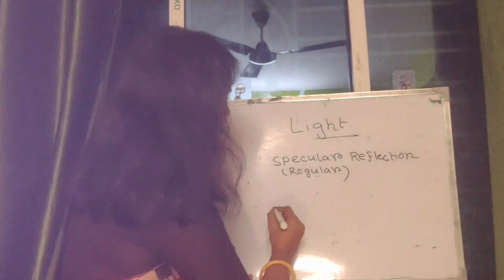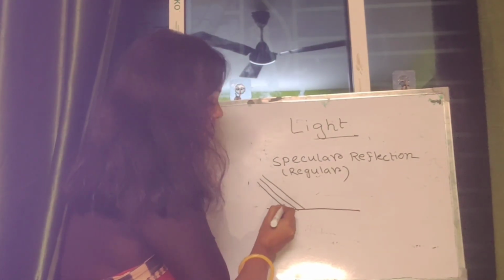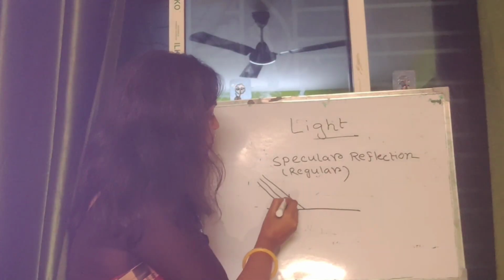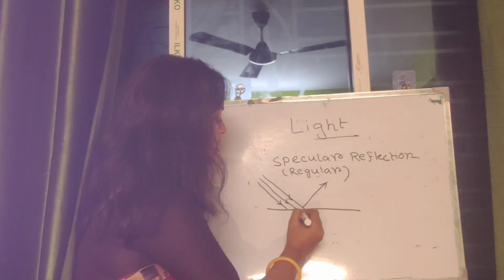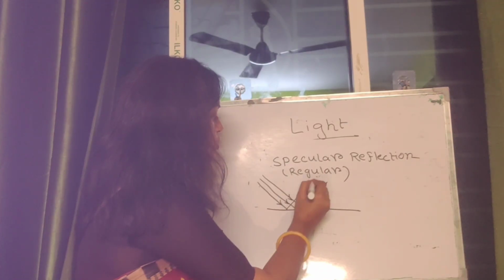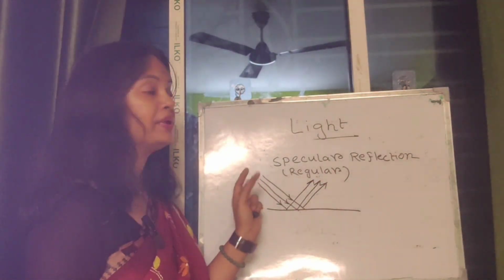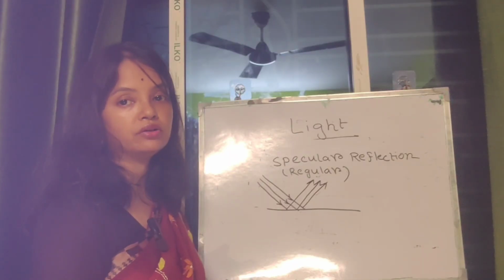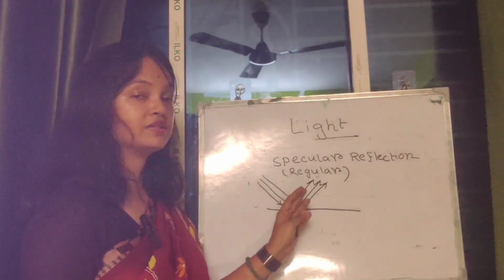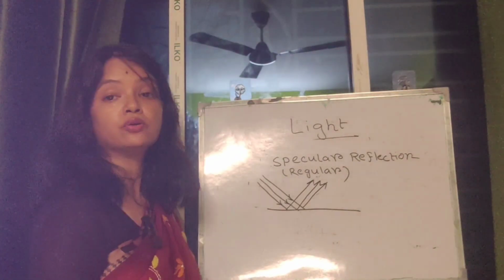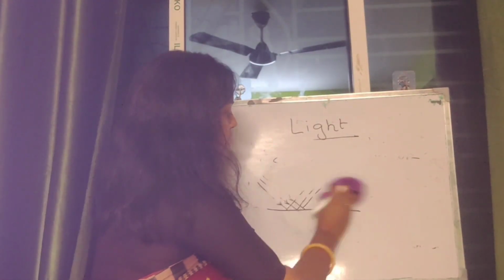Whenever parallel incident rays fall on a smooth polished surface, the reflected rays are also parallel. This phenomenon is called specular reflection or regular reflection. That means incident rays are parallel and reflected rays are also parallel. This is specular reflection. And another is diffused reflection, that is irregular reflection.